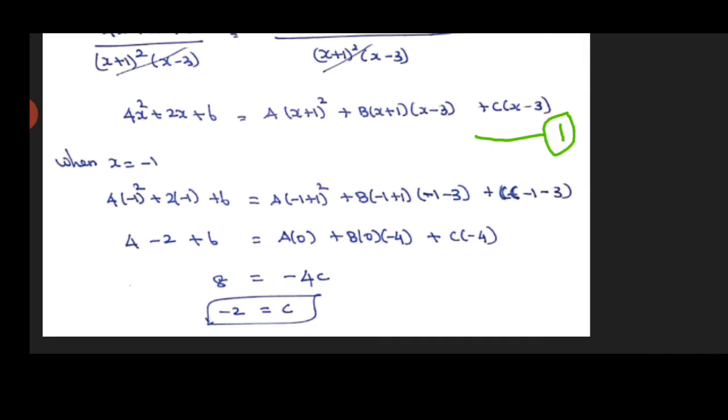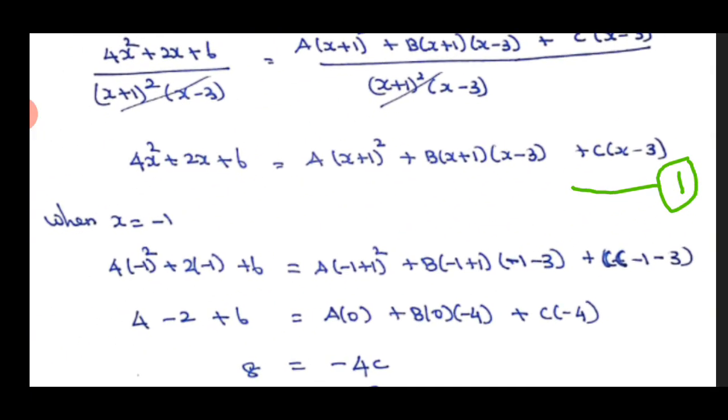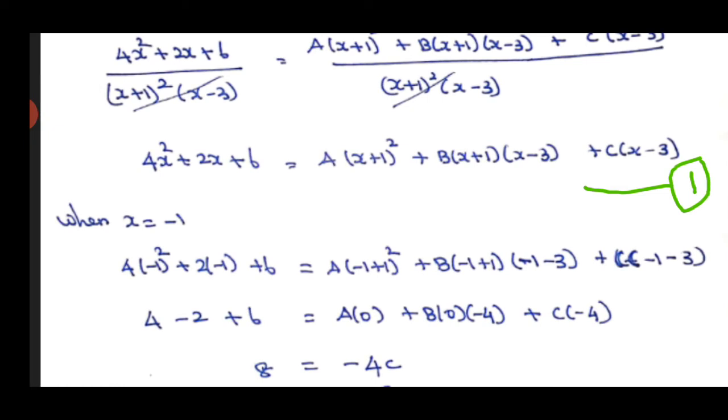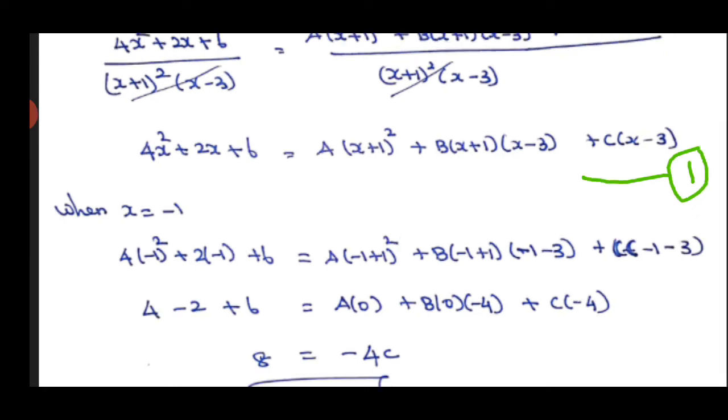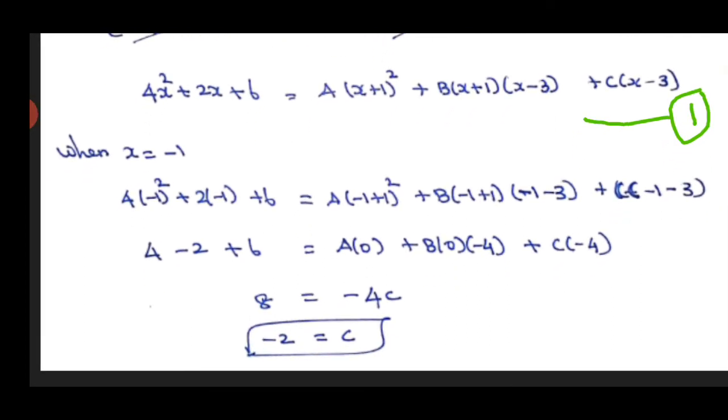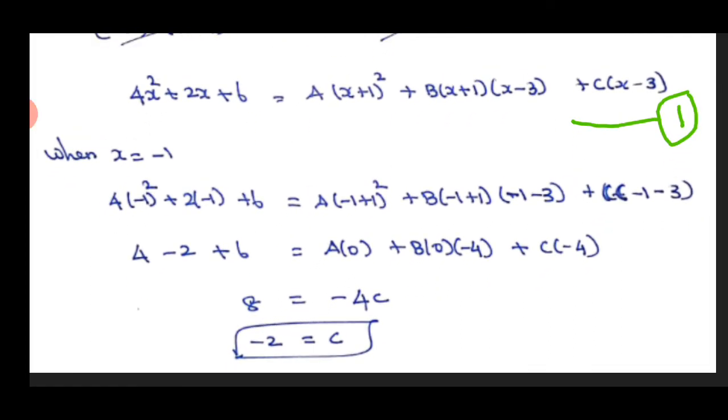First I am going to apply x equal to minus 1, because then the a term will vanish. When I apply minus 1, I get 4 into (minus 1) the whole square plus 2 into minus 1 plus 6 equals a of (minus 1 plus 1) the whole square, which becomes 0, plus b of (minus 1 plus 1) into (minus 1 minus 3), plus c of (minus 1 minus 3). These we obtain from the first equation by applying x equal to minus 1. While solving this we get 8 equals minus 4c. So c equals minus 2.